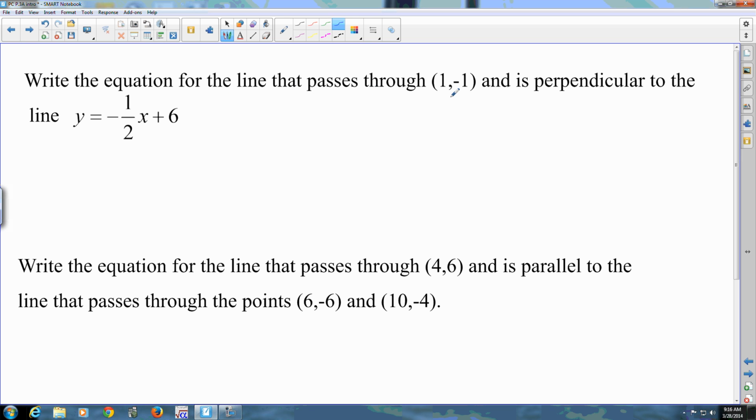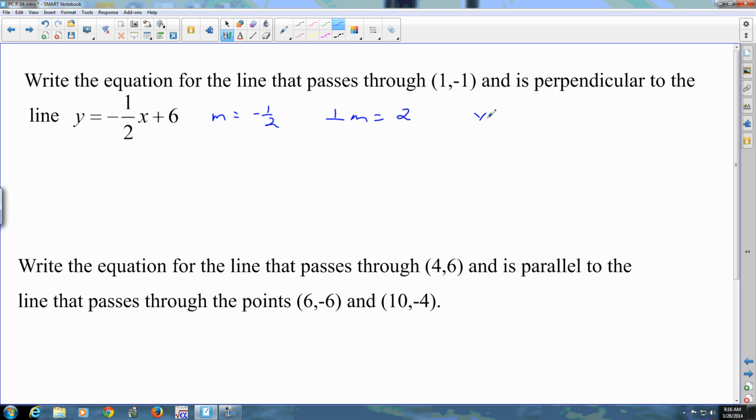Write an equation of a line that passes through this point and is perpendicular to this line. In the first part of P3, we looked at how perpendicular slopes are related. The slope of this line, as you can read, is negative 1/2. The perpendicular slope is the opposite sign and the reciprocal. So the perpendicular slope is 2.